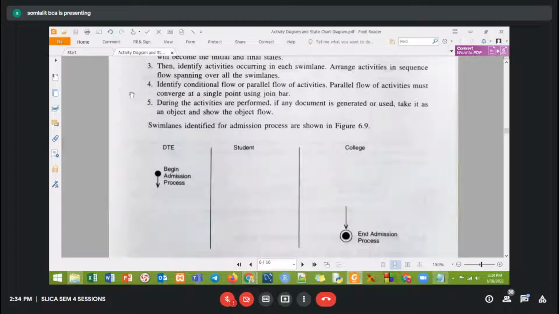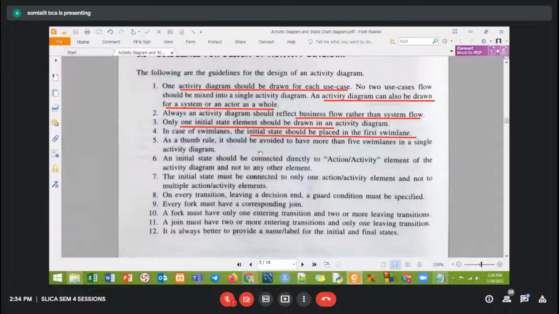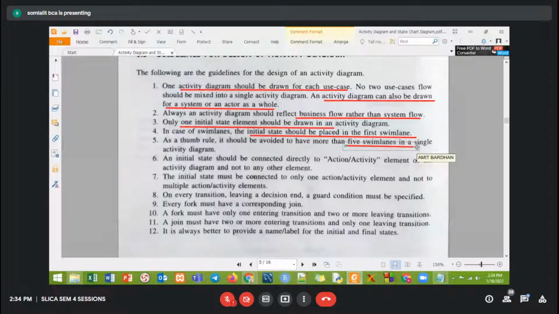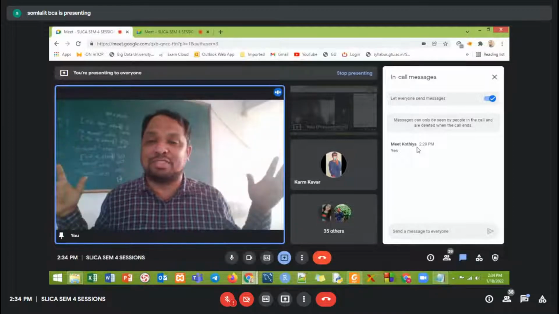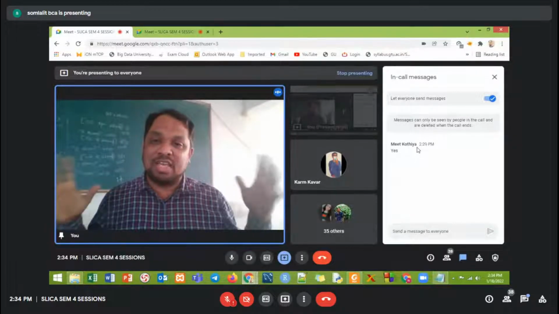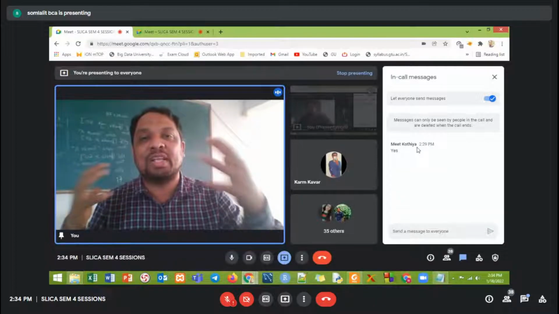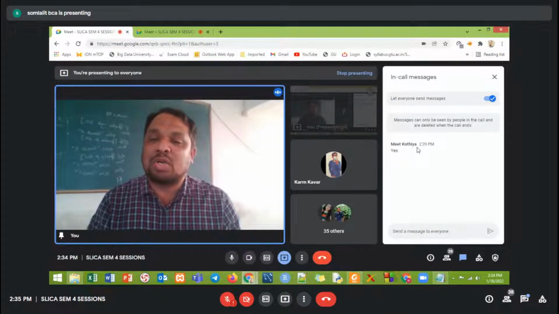Then a thumb rule: it should be avoided to have more than 5 swim lanes. Very important. It's always better to avoid more than 5 swim lanes. If you are having more than 5 swim lanes, it's always better to group them together. Do the grouping. Because you may have a question in your mind: we can have more than 5 end users, different categories of end users are there. So can't we draw the activity diagram?